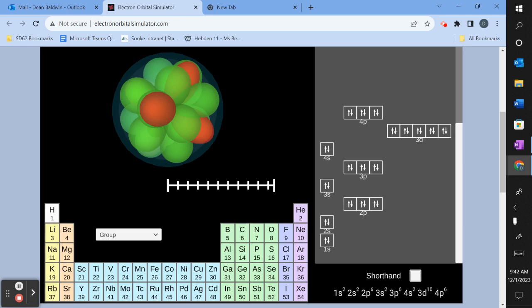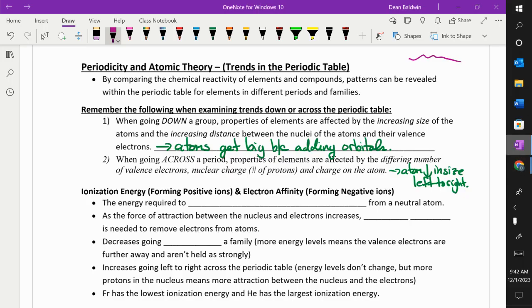And then it starts to contract a little more. So from the left to the right, the overall trend is it gets smaller. There are exceptions in there. So it's not 100% true, but in general, we're looking at trends here. You go across the periodic table, the size of the atom shrinks. Why does the size of the atom shrink? Because there are more protons, which attract the electrons. You're putting more protons into the nucleus, which pulls the electrons in.